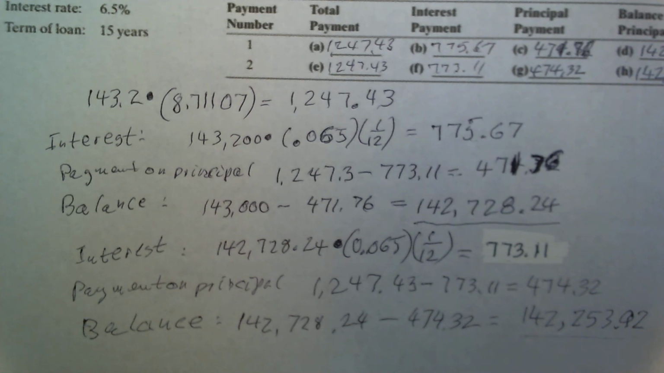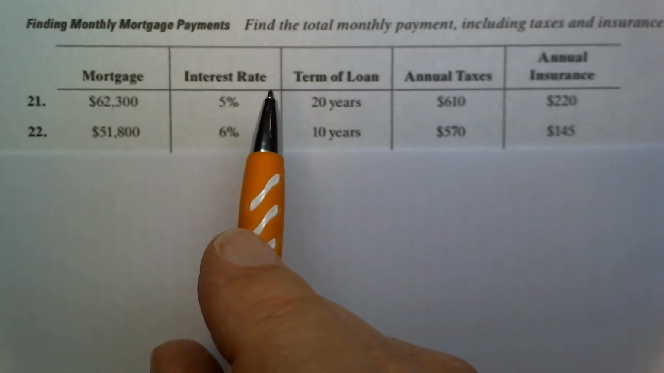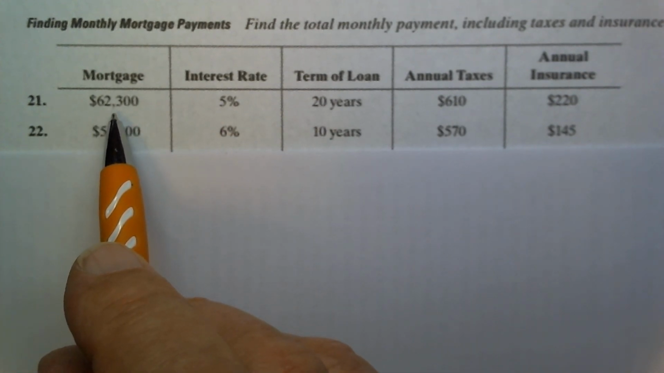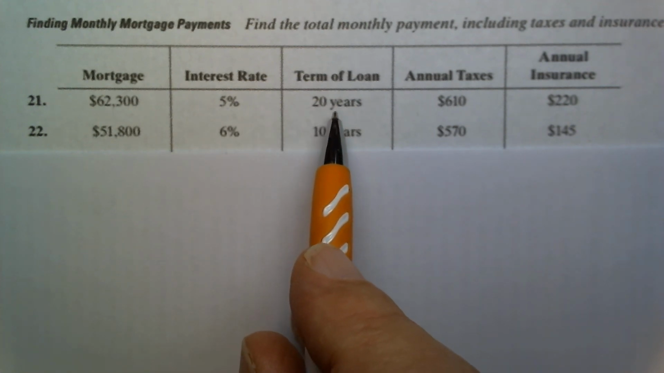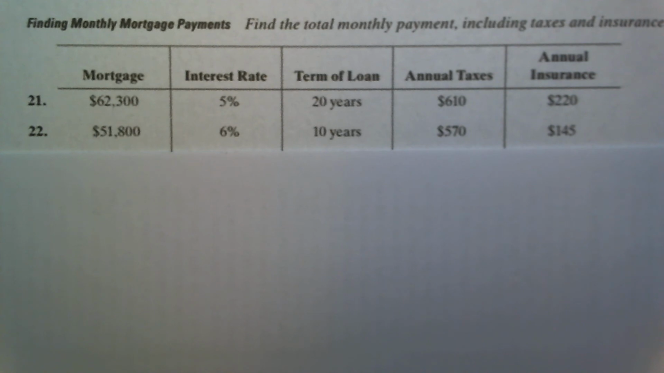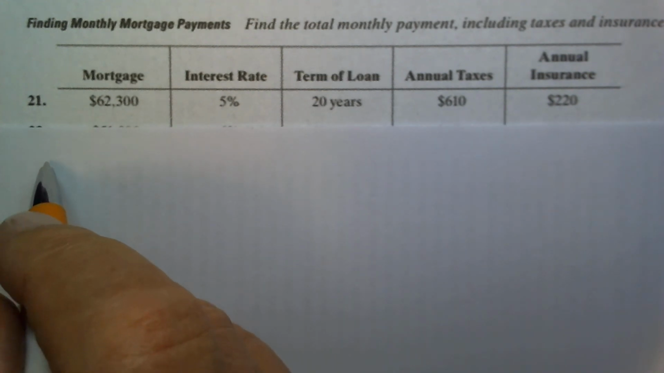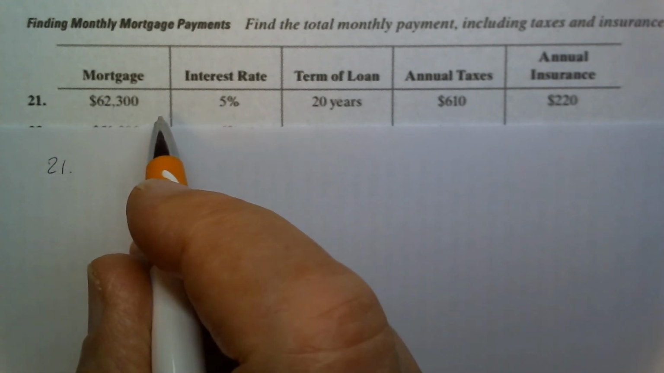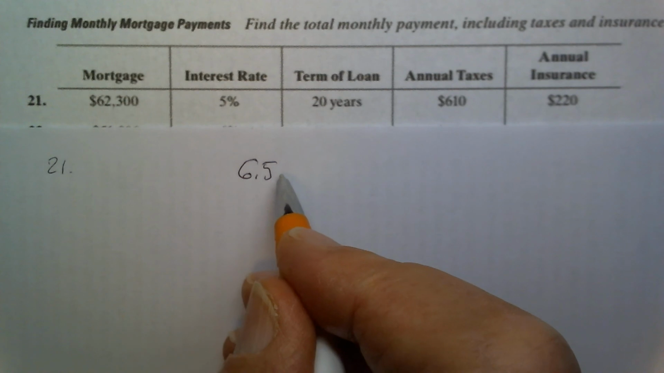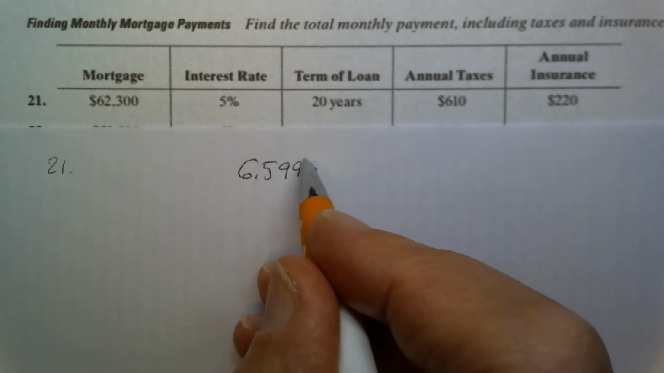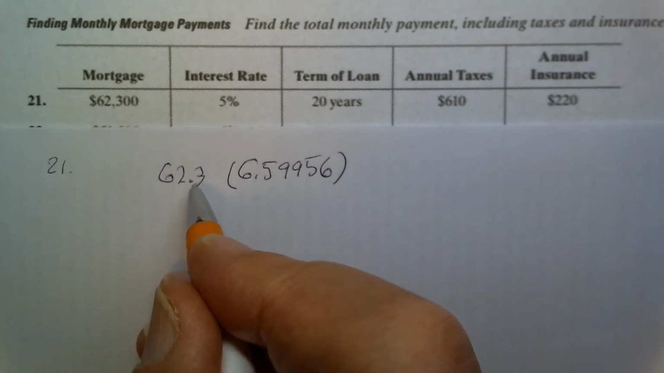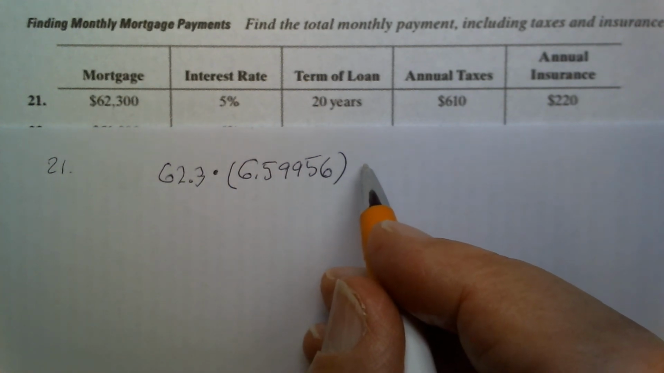For the next two examples, we are asked to find the total monthly mortgage payments, including taxes and insurance. So here, the first one for number 21, the mortgage amount is $62,300. The interest rate is 5%, and the term of the loan is 20 years. So we can use table 6. When we go to table 6, we find that for 5%, 20 years, the rate is 6.9956 per $1,000, and that's $62,300. So we multiply that by 62.3.